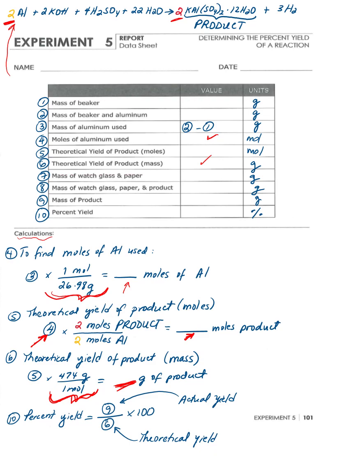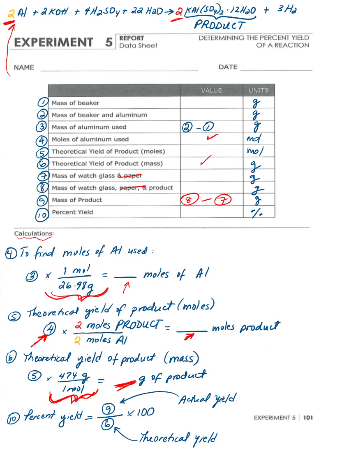Number 7 is the mass of your watch glass, no paper. And number 8 is the mass of your watch glass and your product. So you have those numbers. So the mass of your product will be your number 8 minus number 7.